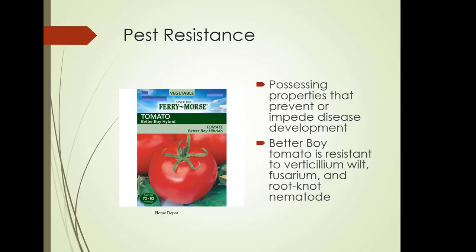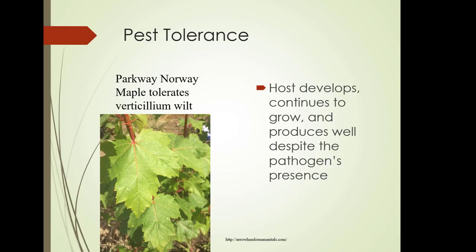So pest resistance is when a plant has properties that prevent or impede disease development. We have Better Boy tomatoes here. They're resistant to verticillium wilt, fusarium, and root knot nematode. And we'll talk about all of these things as the quarter progresses. Pest tolerance is when you have a host that develops and continues to grow and produces well despite the pathogen being there. And Parkway Norway maple actually tolerates verticillium wilt. This is pretty unusual. Maple is one of the major trees that are susceptible to verticillium wilt.